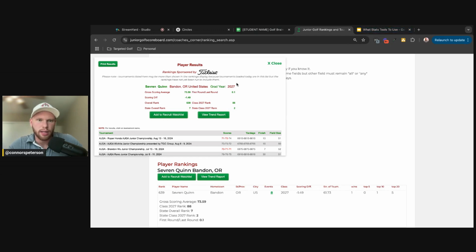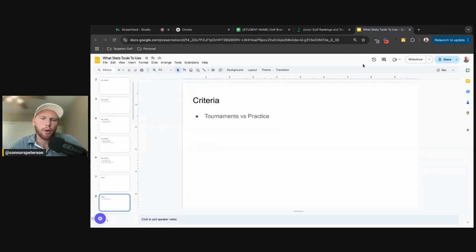And so if I shoot 72 in practice, but I shoot 80 in tournaments, number one, I want to know that. And number two, I want to know why, because there's a disconnect happening there. Is it because I don't hit as many greens? Is it because I 3-putt too much? Is it because I start missing 3-footers? Like, we need to know that so that we can plan accordingly.